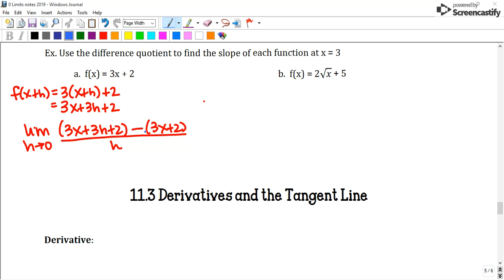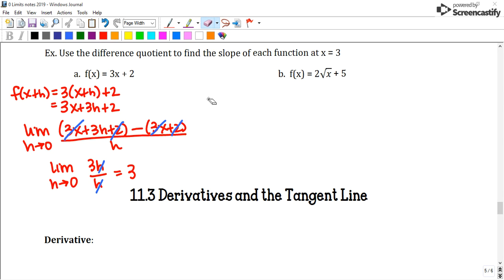Okay, so now let's do a little bit of simplifying. I can see here just with the subtraction that the 3x and the 3x are going to subtract out. The 2 and the 2 will subtract out. So it looks like just with the subtraction, I have the limit as h approaches 0 of 3h divided by h. The h's will cancel now, leaving me just a single value of 3. And isn't that what we said it should be? This line has a slope of 3, just like the difference quotient is telling me.